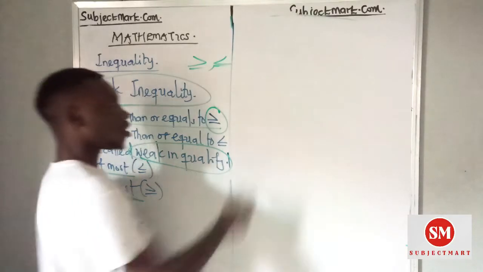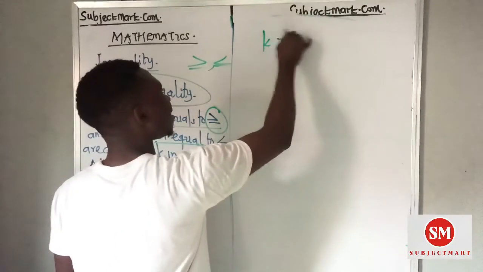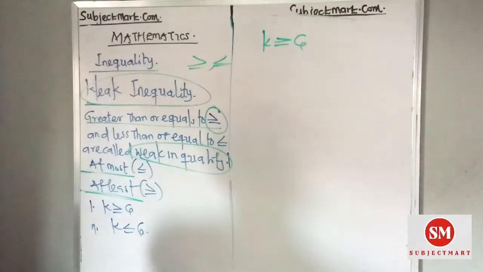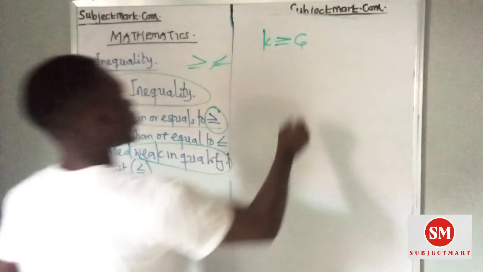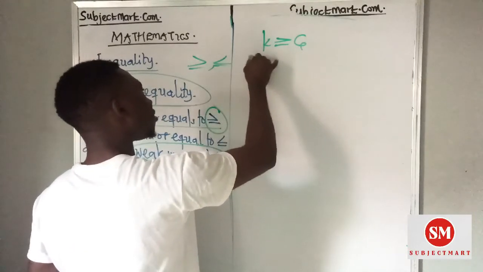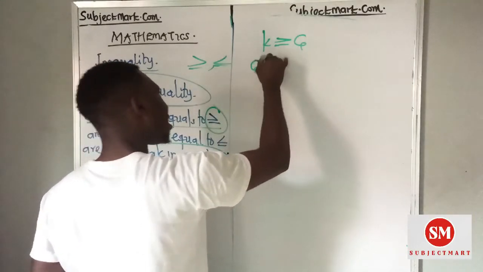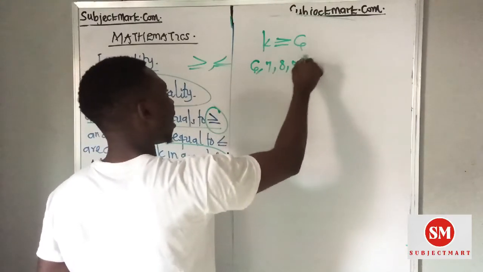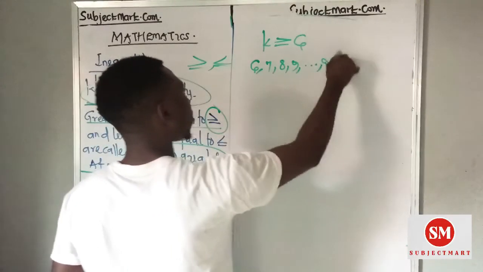If I say K is at least 6, so it's greater than or equal to 6, what am I trying to say? That K is any number from 6, 7, 8, 9 to positive infinity.